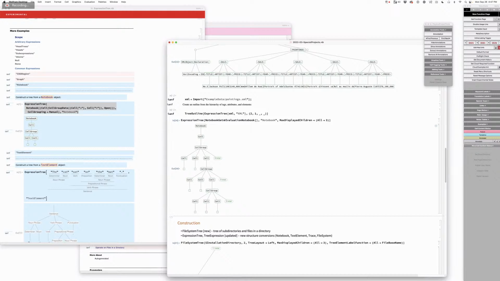It's an interesting question whether some of these expression tree things should default to left-hand layout, if you understand what I'm saying. Yeah. This is fairly civilized.